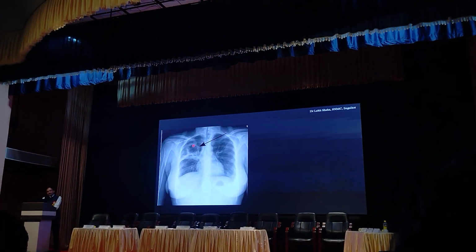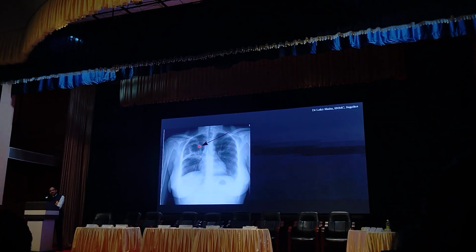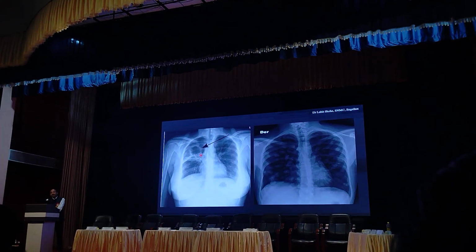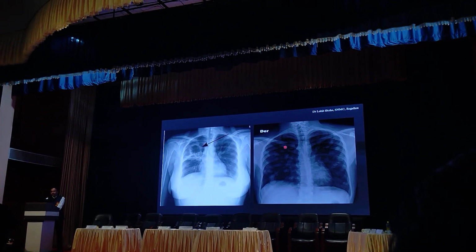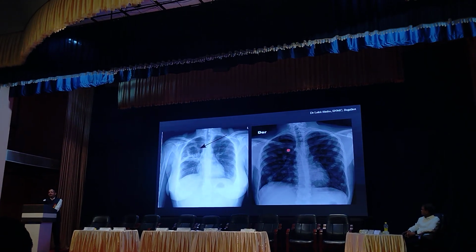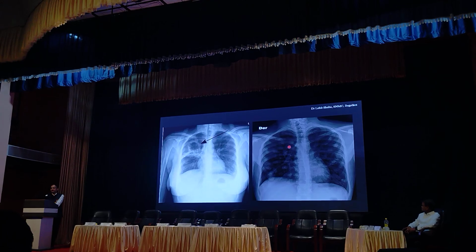Okay. So in this one you are going to see the air space with a prominent margin, that is lung tuberculosis, pulmonary tuberculosis, and this is what you are going to see without air space. You are going to see these cannonball appearances. So that is the lung metastasis.